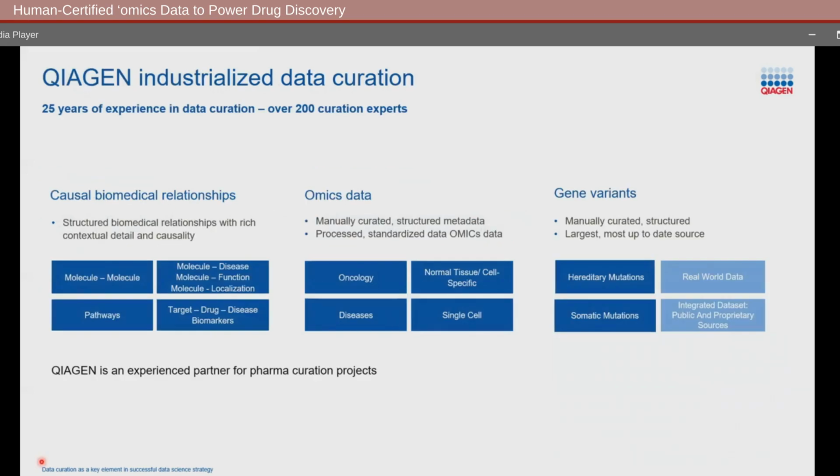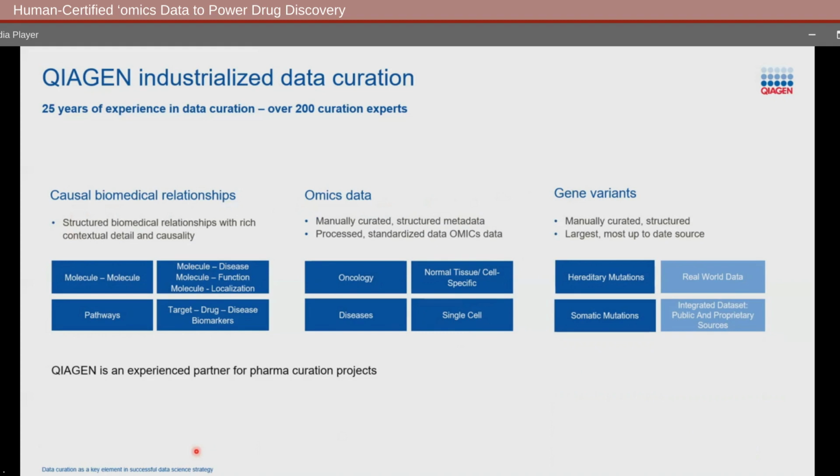These are the goals that we've had in mind over our 25 years of experience, a quarter of a century, curating data and biomolecular knowledge, with curation now performed by over 200 curation experts as part of QIAGEN Digital Insights. To ensure highest quality, QIAGEN has developed detailed protocols for curation of biomedical relationships, multi-omics data, and gene variant data to consistently capture the relevant information.